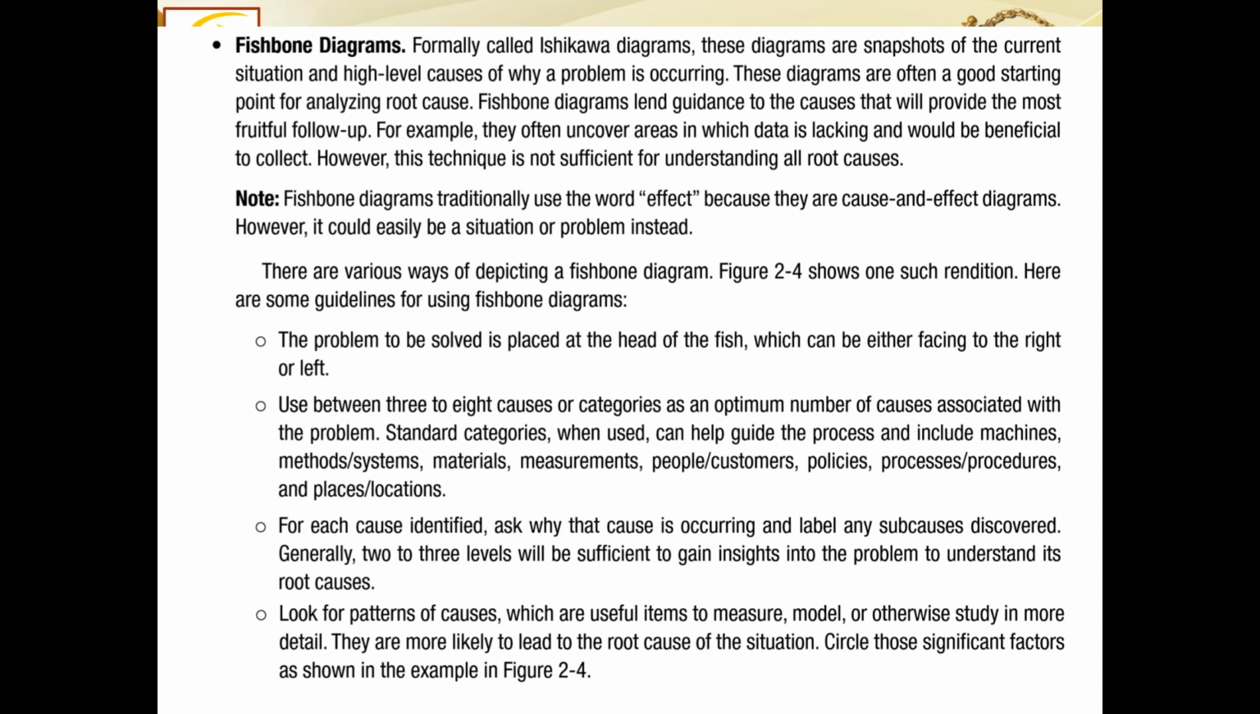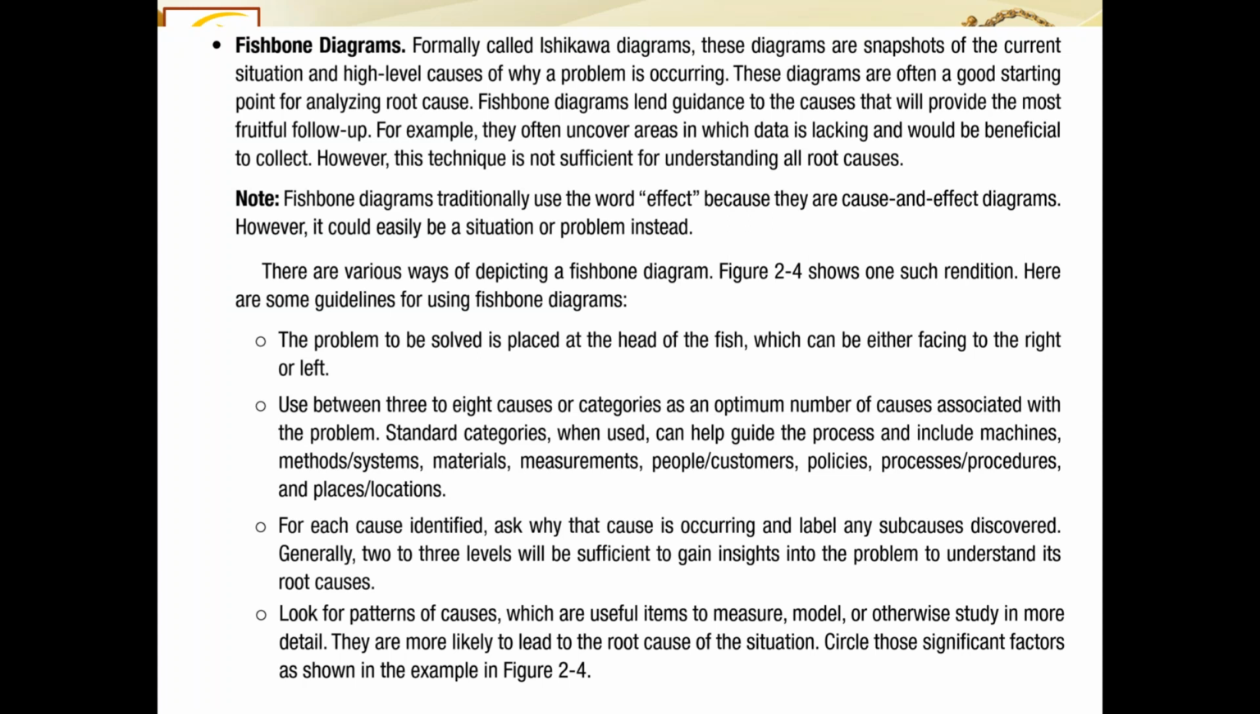Machines could be the problem, method or system could be the problem, material could be the problem, measurement could be the problem, people or customers could be the problem, policies could be the problem, processes and procedures could be the problem, places and locations could be the problem. So you can make your own categories, but if you want to take help from traditional categories, these are some of the traditional categories we have.